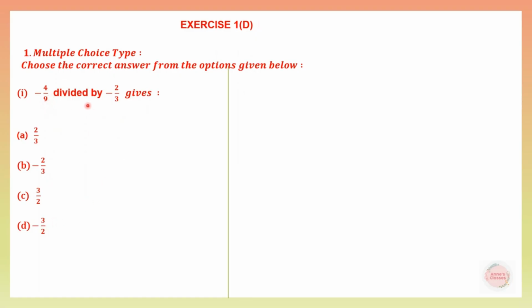Minus 4 by 9 divided by minus 2 by 3 gives. Now the answer is one of these options. So let's work this out and see what we get. Minus 4 by 9 divided by minus 2 by 3. This is the question. So how do we work this out?